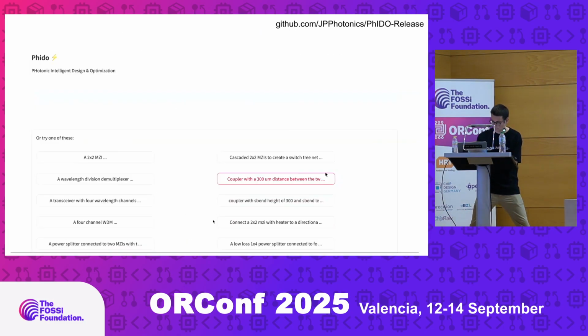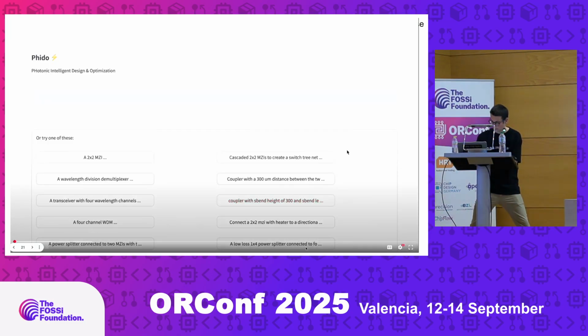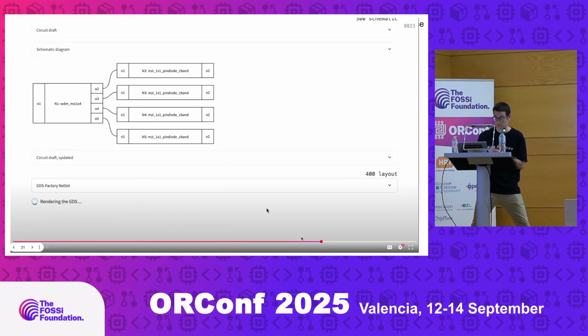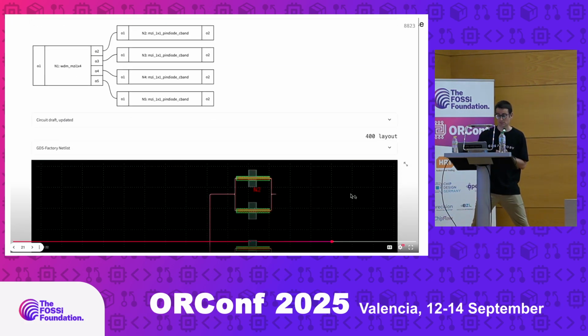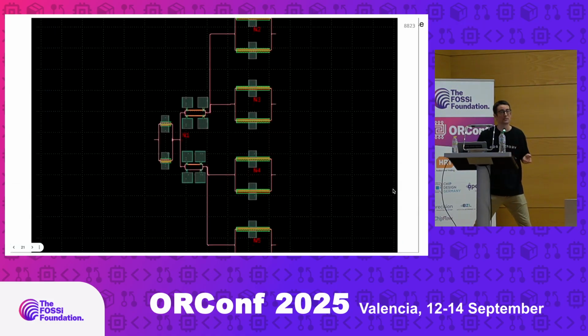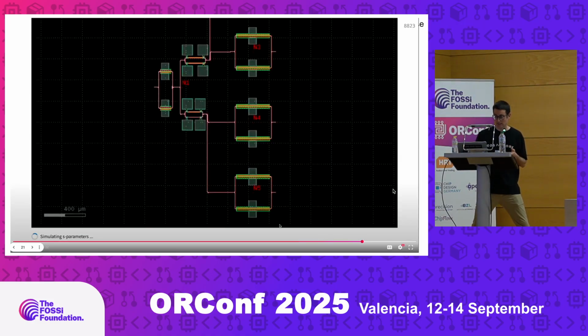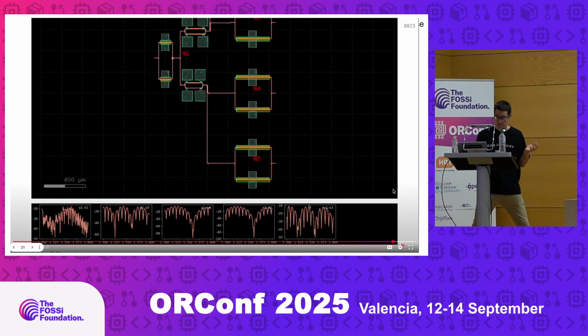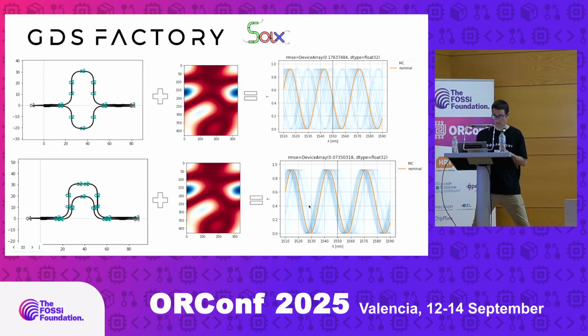Let me go back. And it will be able to run a circuit simulation. So this is the schematic. It gives you the GDS layout. And then we use an open source circuit simulator for RF that will simulate the S parameters. And you will see them here at the bottom. So this is a full circuit from layout to simulation. We can do hundreds of these simulations in parallel to estimate yield on the circuits.